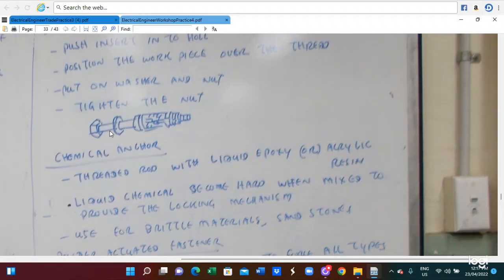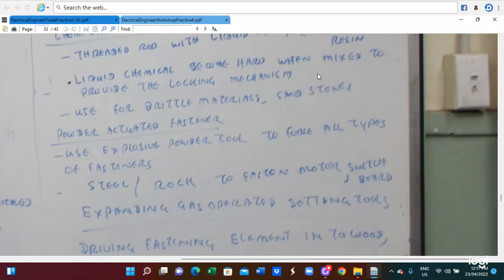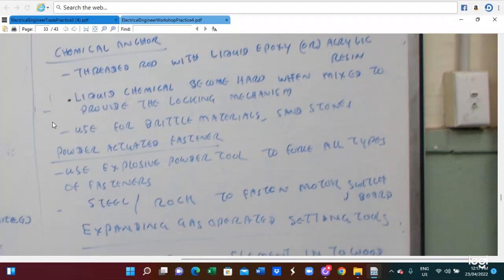So we also utilize the chemical anchor. The threaded rod comes with a liquid epoxy and acrylate resin. The liquid chemical becomes hardened when it is mixed, to provide the locking mechanism. They are used for brittle material and sandstone.